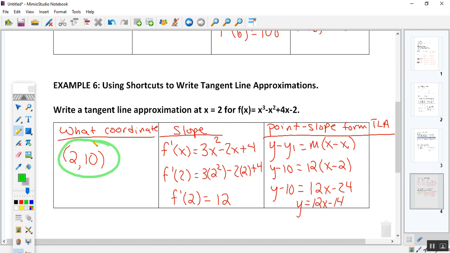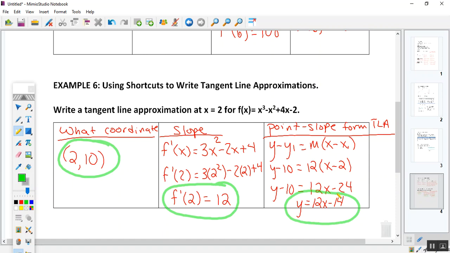What did I have to do to this original function to find my slope? Shortcuts. Okay, we've got to find a derivative. Derivative is a way of finding slope for particular x values. Got here. Then we went point-slope form. We have a final equation of 12x minus 14.